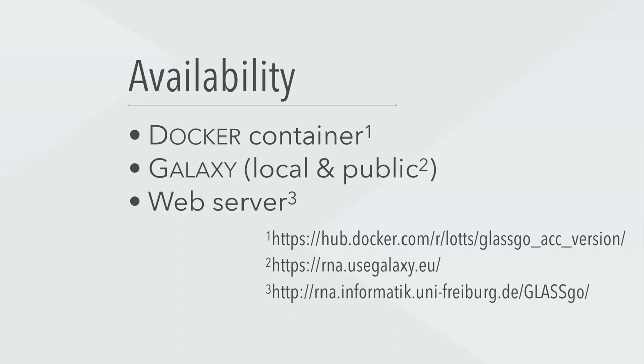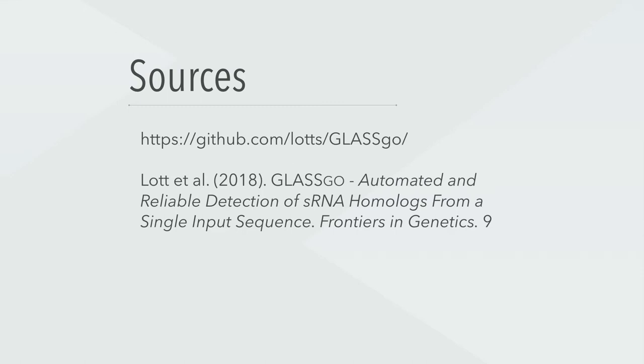As Galaxy now supports running tools within Docker containers, GLASSgo can be installed to any local Galaxy instance using the Galaxy Toolshed. Furthermore, GLASSgo is now also ready to use on one of the public Galaxy servers. And finally, the GLASSgo web server can also be used to perform analysis using GLASSgo. Further information about the installation and setup discussed in this video can be found at the Github GLASSgo repository. Similarly, the principle of GLASSgo itself can be read in the most recent publication.